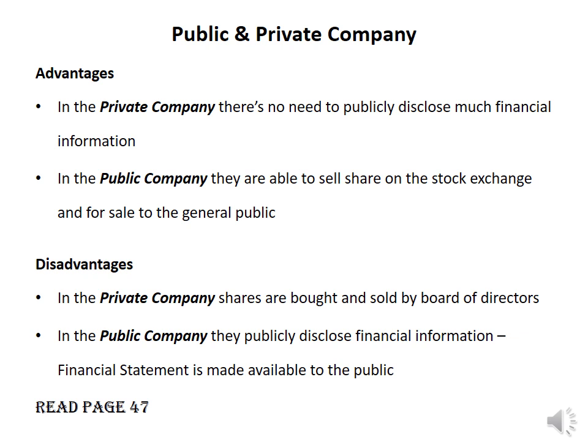The disadvantages: in the private company, shares are bought and sold by the board of directors, and in the public company, they publicly disclose financial information, and financial statements are made available to the public, and the shares are also sold to the public so that they can have shares in that organization. You will need to read page 47 of your textbook so that you can understand the disadvantages and the advantages of the public and also of the private company. Be able to distinguish between the two.